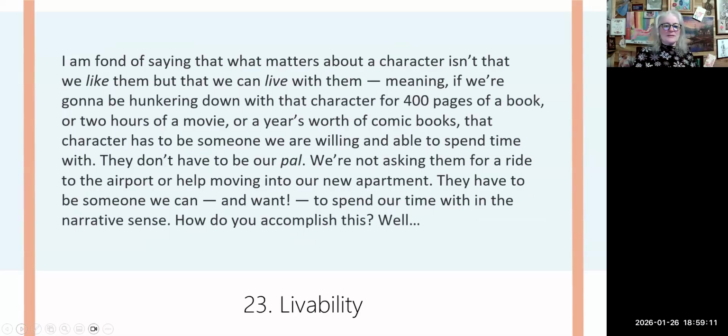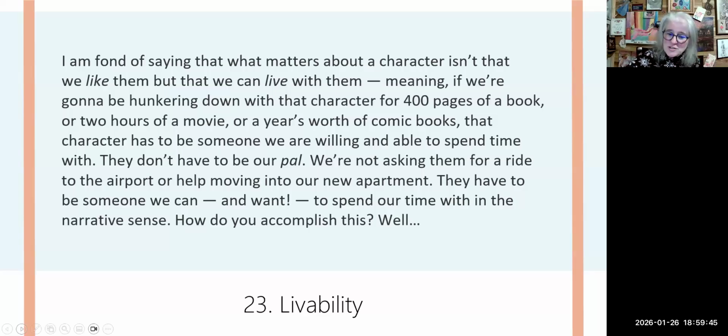Number 23, livability. I'm fond of saying that what matters about a character isn't that we like them, but that we can live with them. Meaning, if we're going to be hunkering down with that character for 400 pages of a book, or 2 hours of a movie, or a year's worth of comic books, that character has to be someone we are willing and able to spend time with. They don't have to be our pal. We're not asking them for a ride to the airport or help moving into our new apartment. They have to be someone we can and want to spend our time with in the narrative sense.